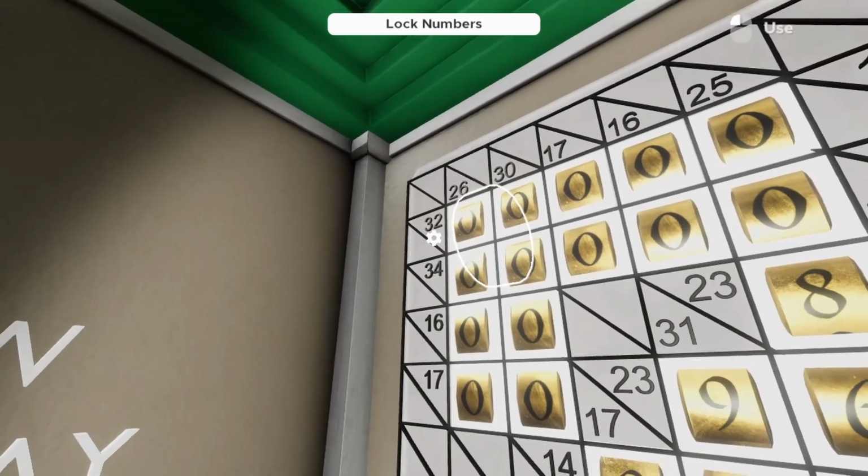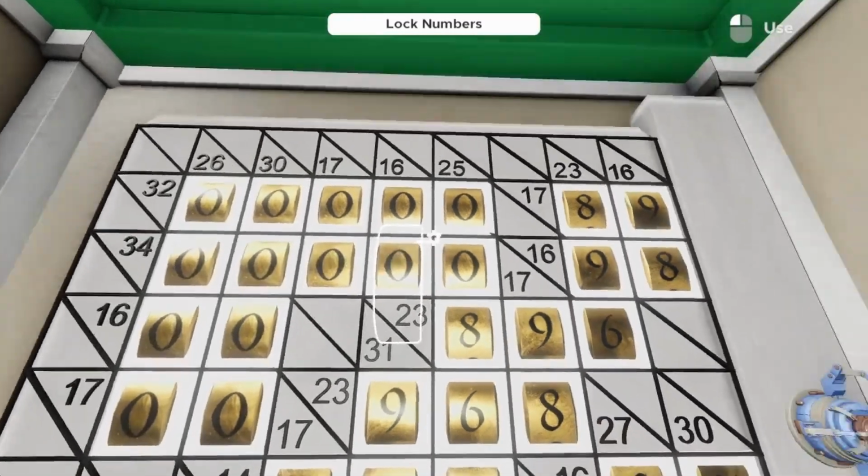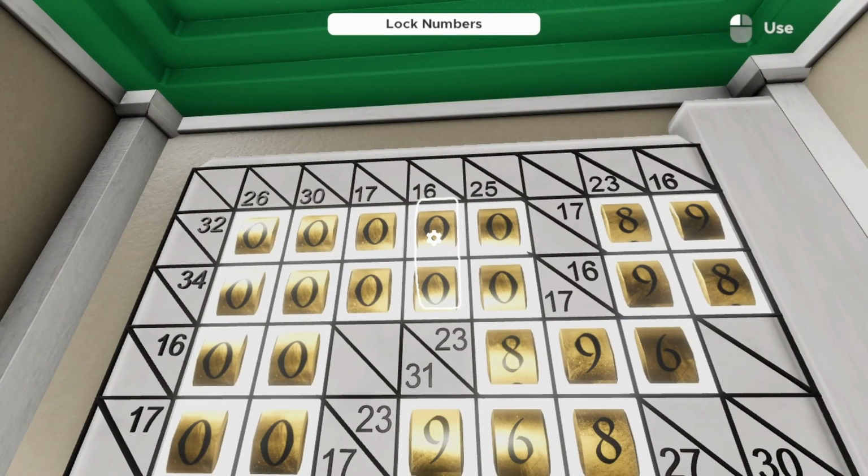Okay, now we gotta look at the left here. The 32 and 34. Now I know there's a guaranteed 9 in here because of these. Let's start with the 32 minus 9. So we got a 23. With 9, we gotta make 23 with 3 digits. Wait, no. 4 digits. Yes. That makes sense.